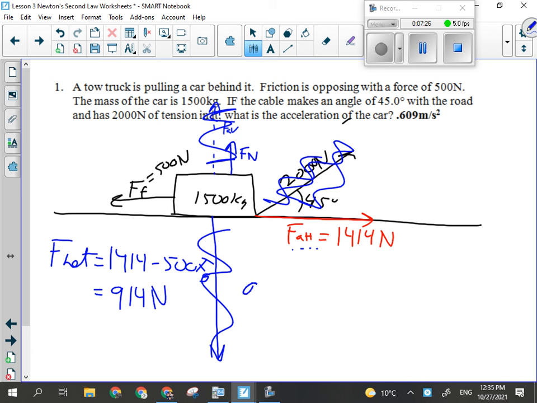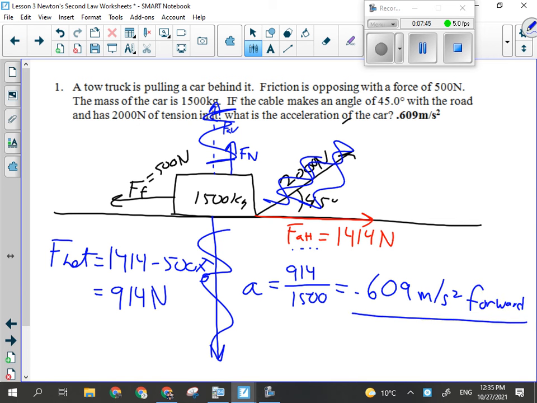All right? If I want to calculate the acceleration, it'll be that 914 newtons divided by 1,500 kilograms, and that's going to give us 0.609 meters per second squared forward, or horizontal, something. Okay, that would give us a vector. Okay, so does everyone kind of follow what we did there?